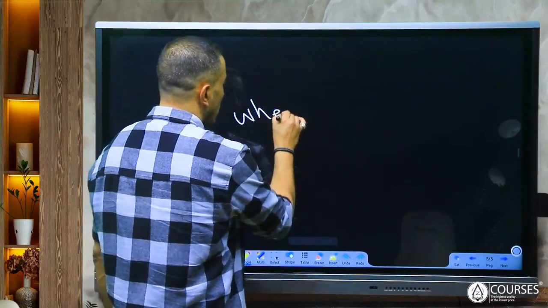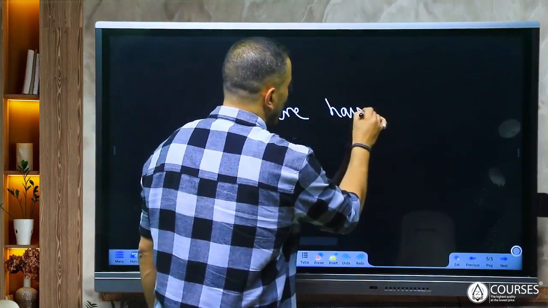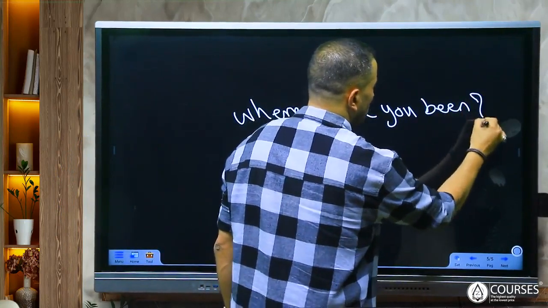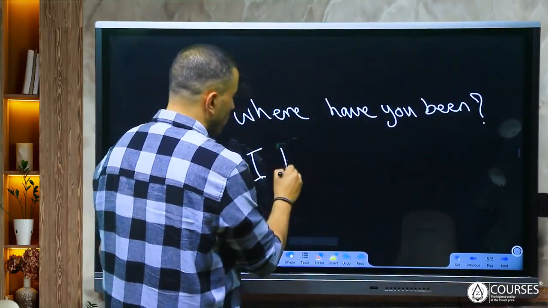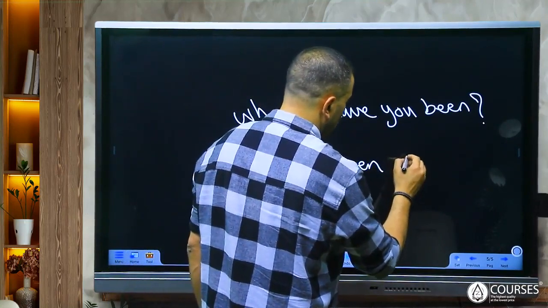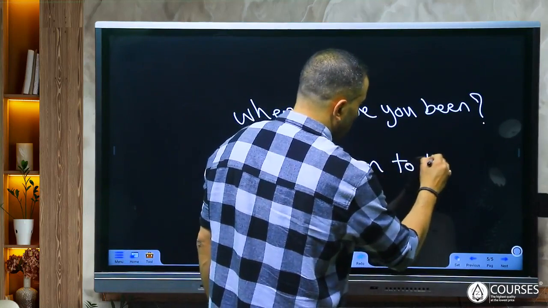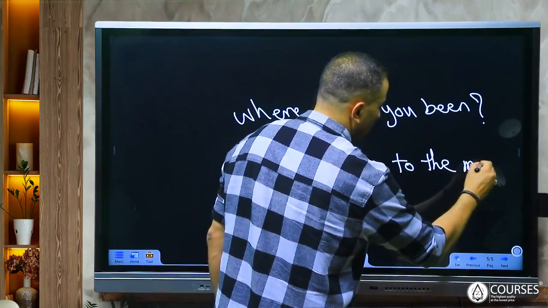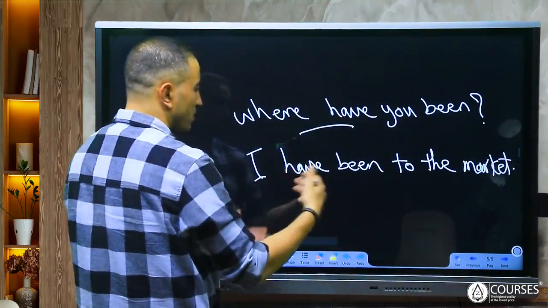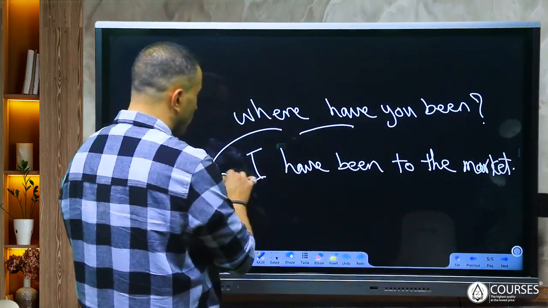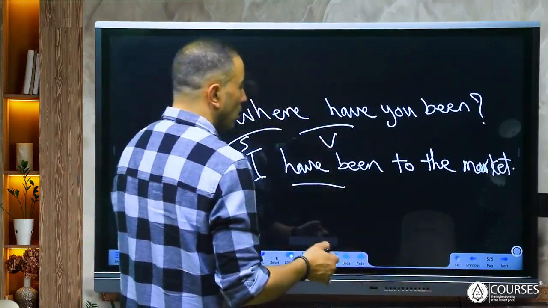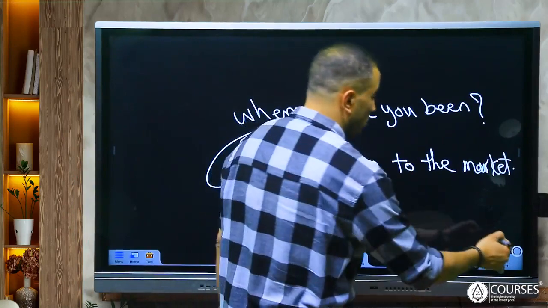Where have you been? I have been to the market. Or to the grocery or whatever. With this type of question, I'm giving you the space and you answer with a declarative sentence, subject plus verb. This is the third type of sentence actually.